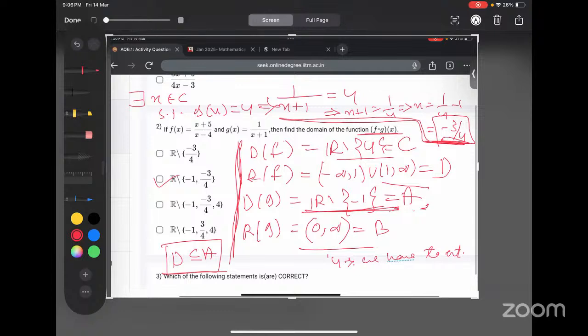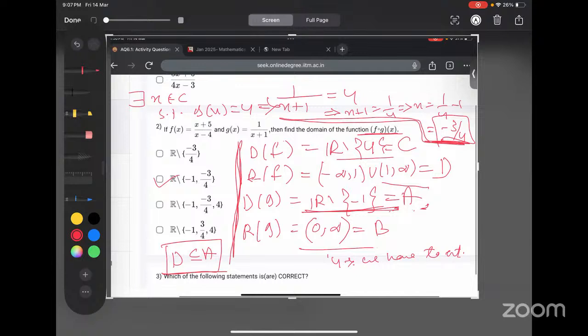From D, only minus 1 we have to remove, madam, after we find the composite function. From D we need a subset of A. So yes, we need to remove minus 1 from D. So G of F of x should not be equal to minus 1.